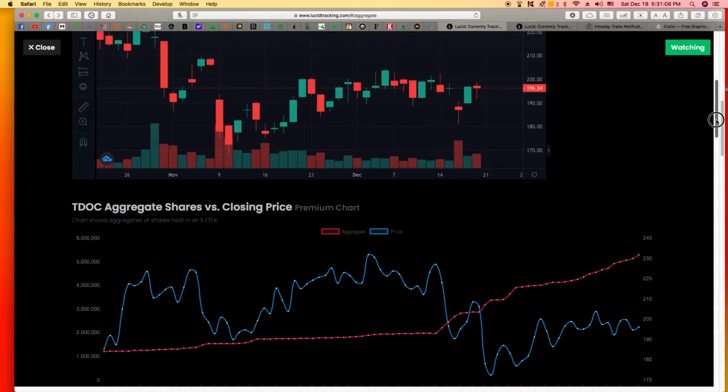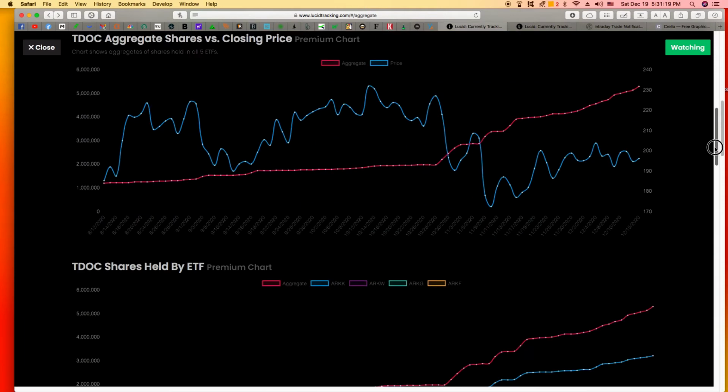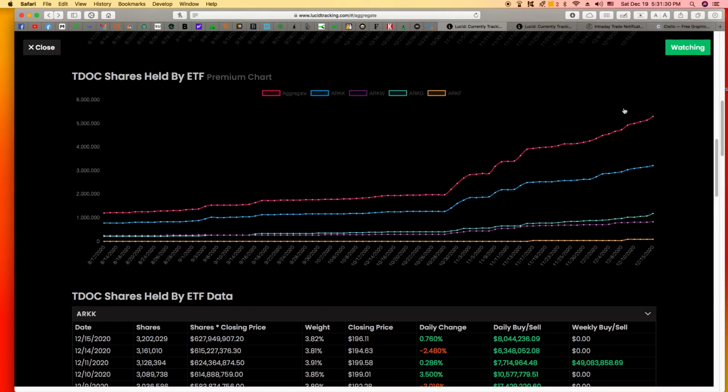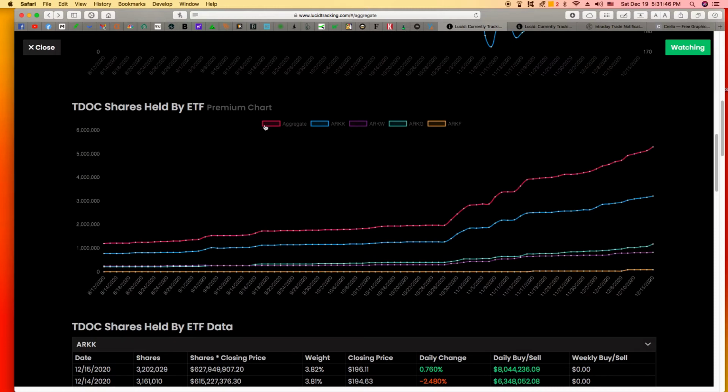Now, the next place I went to check this out was this website called lucidtracking.com, which is a phenomenal website. It's a breakdown of all of ARK's ETFs. I mean, pretty much any information you want to know, any math that you could possibly want to break down, this website does it for you. Now, most of the information is free, but they do have an aggregate picture, which is basically the total of all of the ETFs. And as you see here for TelaDoc, this red line basically is the total of all the shares bought by ARK in their four ETFs.